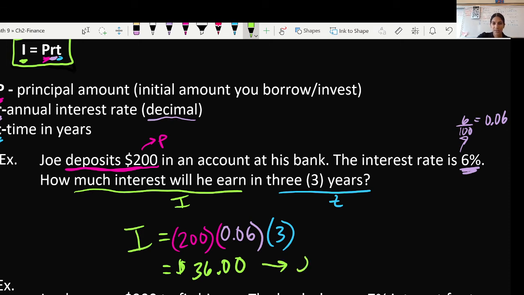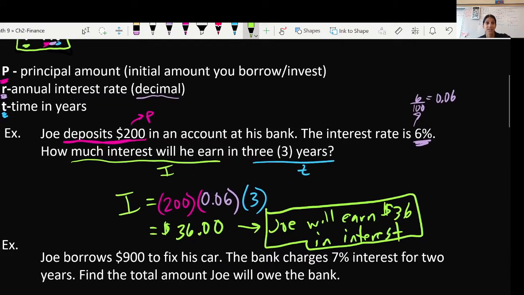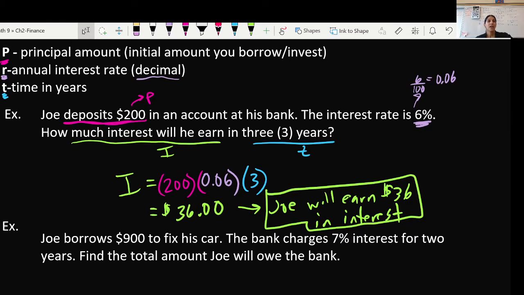So I would take this and put it into a sentence. Joe will earn $36 in interest. The reason we put it into a sentence is to show that yes, we know how to plug numbers into a formula and spit out an answer, but we also understand what it is we just found. That's the reason we put it into a sentence. I would say at this point, hit pause, try this next example on your own, and when you're ready, hit play again so you can see the solution.